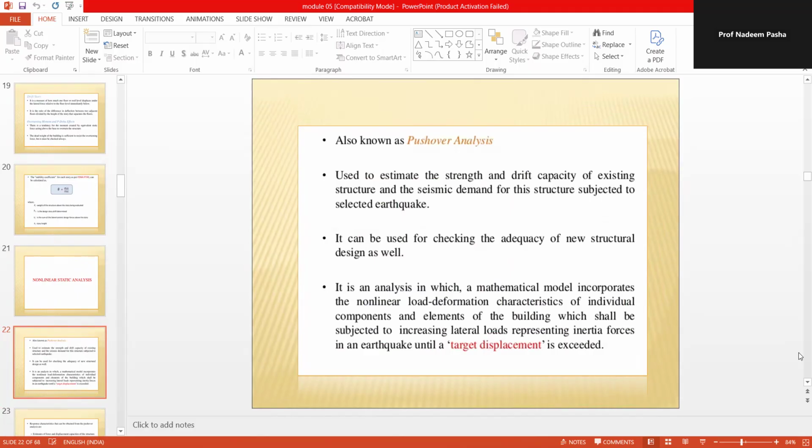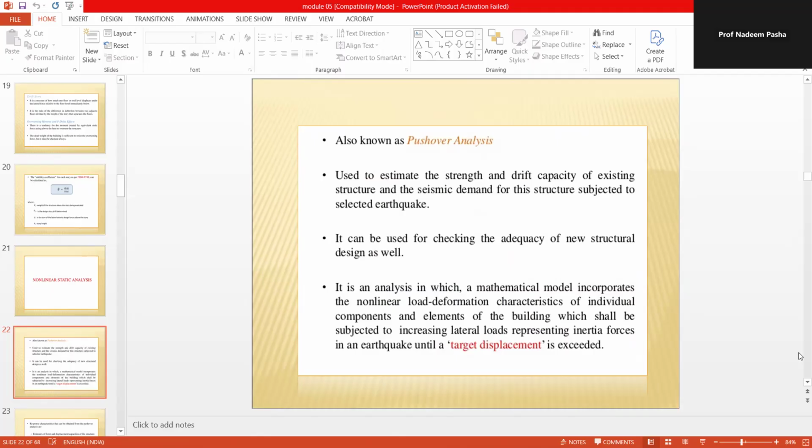So why is it used? It is used to estimate the strength and drift capacity of an existing structure. How much is the drift capacity of the existing structure? That is also calculated by pushover analysis, along with the seismic demand for this structure subjected to the selected earthquake. It can be used for checking the adequacy of new structural design as well.